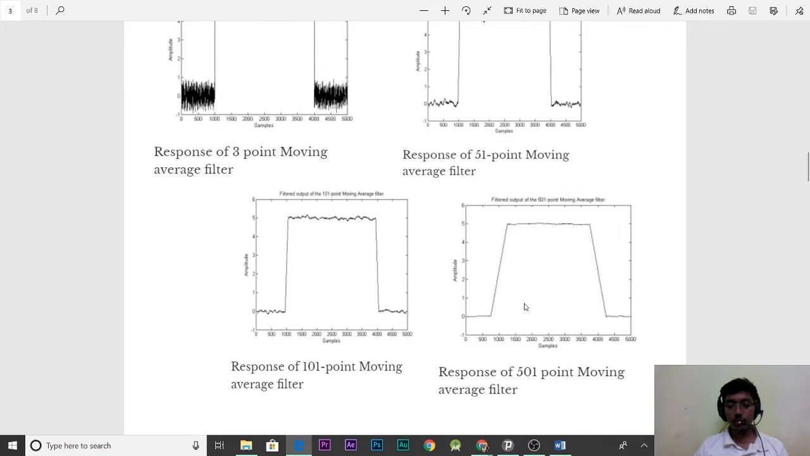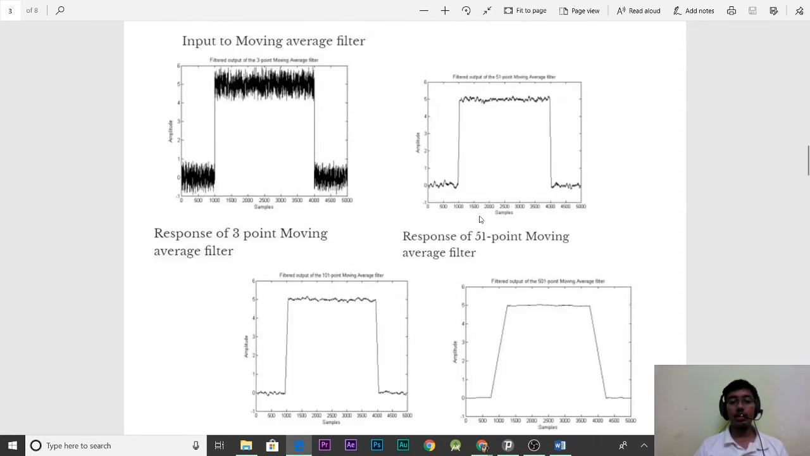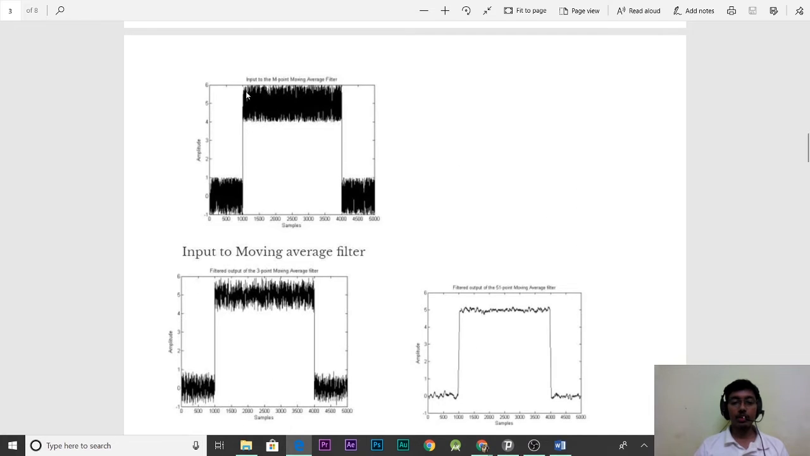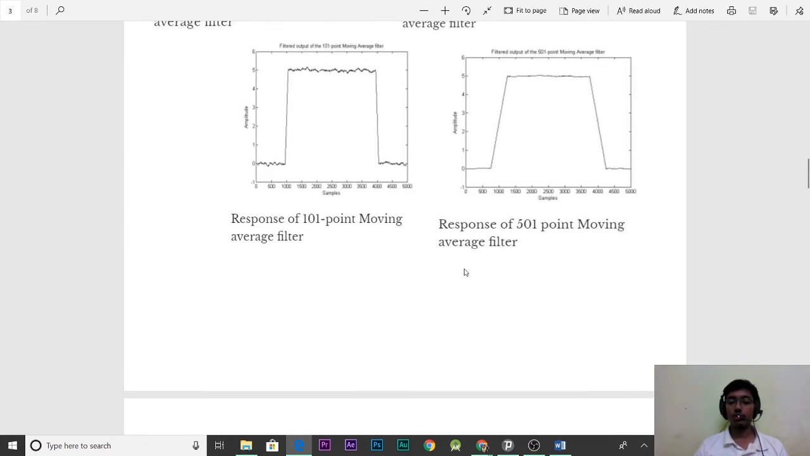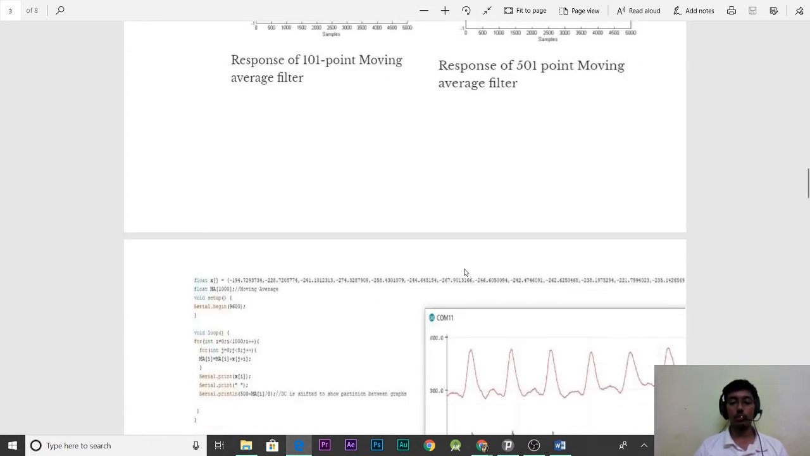But when it comes to this, the transition has been changed. Here look at the input. The input was a high frequency noise, but after the moving average filter of length 501, in the output this transition has been bent slightly. So this is a good filter to apply for time domain analysis, but not for frequency domain.